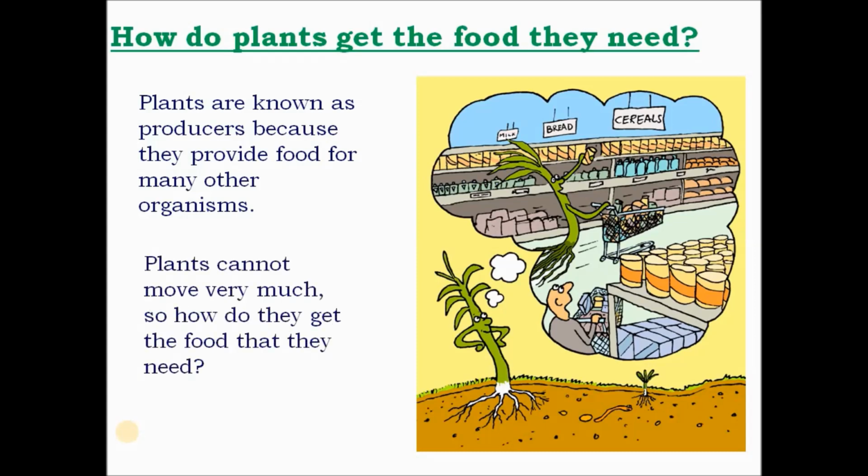We obtain food either from animals or plant sources. But where do the plants get food from? Plants are known as producers because they provide energy for many other organisms. Plants cannot move very much, that is, they cannot perform locomotion like animals. So, how do they get the food that they need? Do you think they go to the supermarket to buy food for themselves like human beings? Certainly not. So let us see how plants obtain their nutrients.